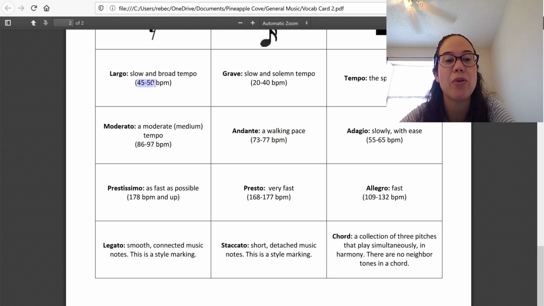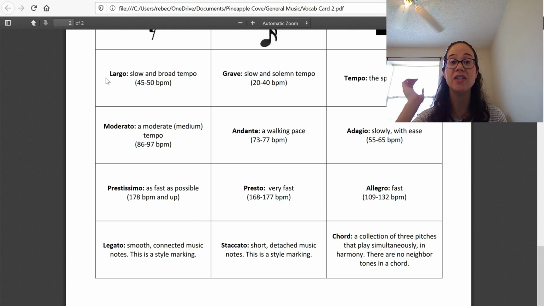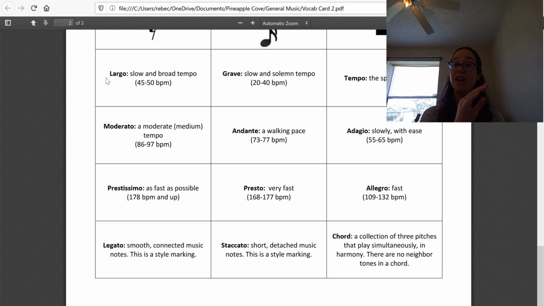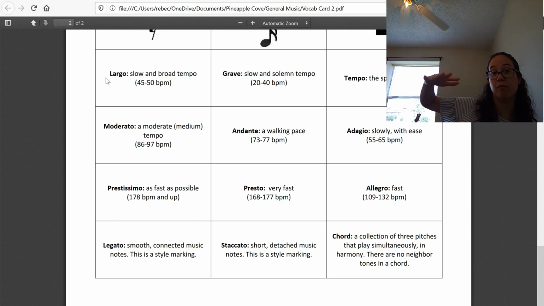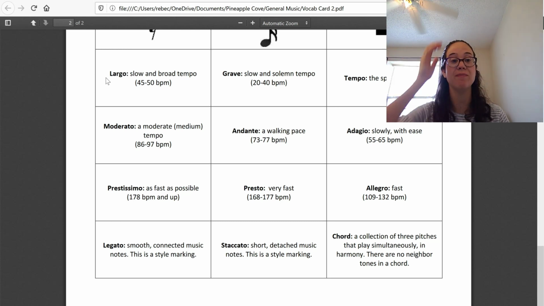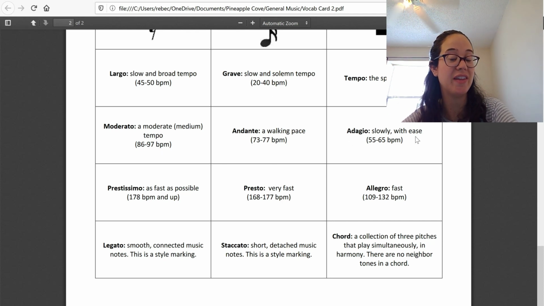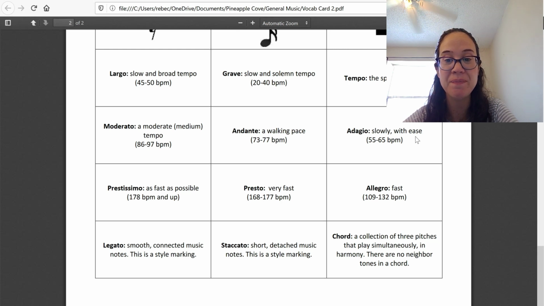If we speed up those quarter notes to about 45 to maybe 50 beats per minute, that brings us to largo. That's a very slow and broad tempo. The reason that broad is in the definition here is because when the conductor is conducting something very slow, they have to move their hand really slowly, and they keep on traveling their hand, so it becomes a very broad hand motion for a conductor. Adagio is our next fastest. It means slowly with ease. I suggest that you memorize that one.